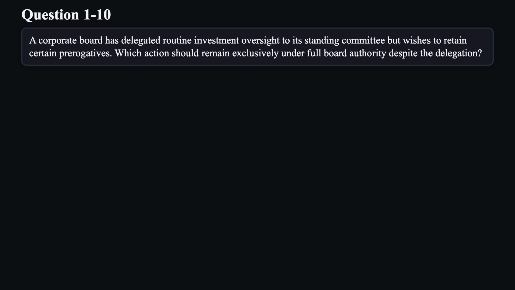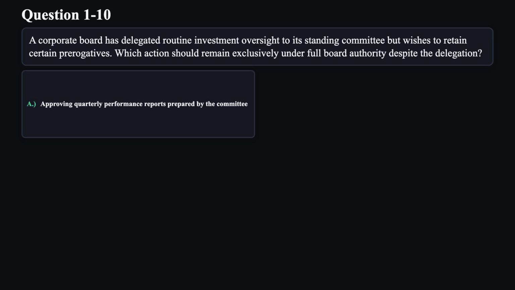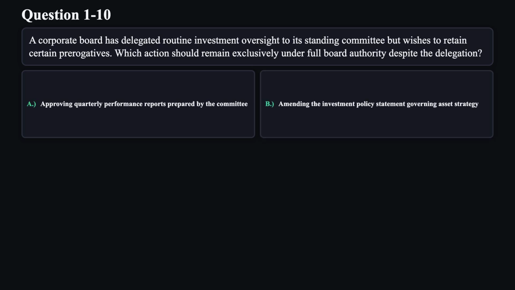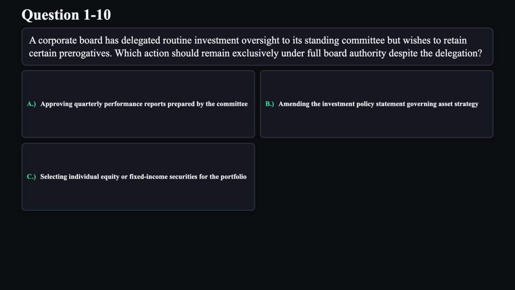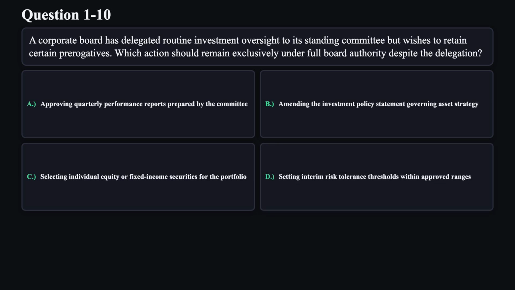Question 10. A corporate board has delegated routine investment oversight to its standing committee but wishes to retain certain prerogatives. Which action should remain exclusively under full board authority despite the delegation? A. Approving quarterly performance reports prepared by the committee. B. Amending the investment policy statement governing asset strategy. C. Selecting individual equity or fixed income securities for the portfolio. D. Setting interim risk tolerance thresholds within approved ranges.